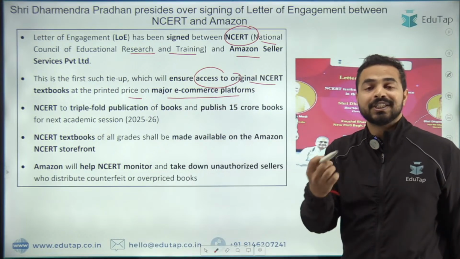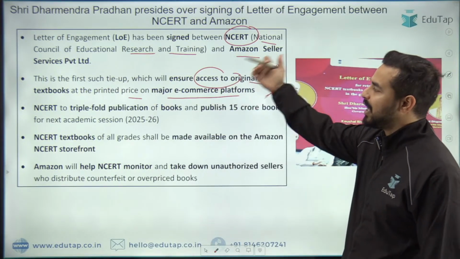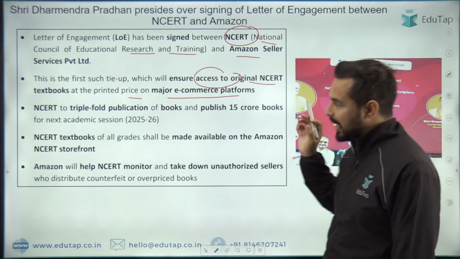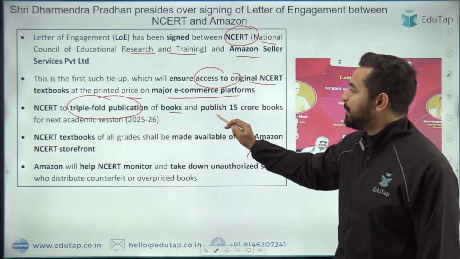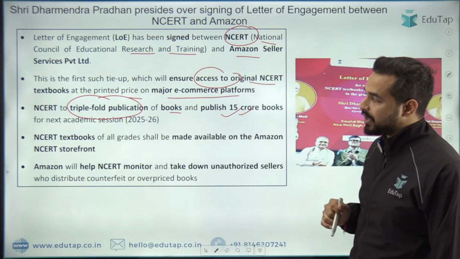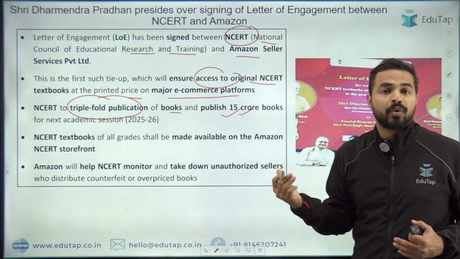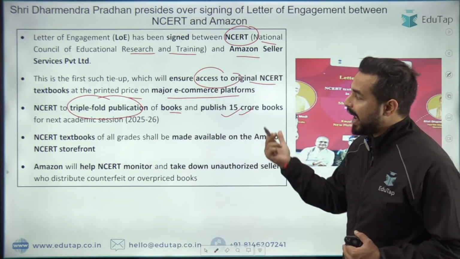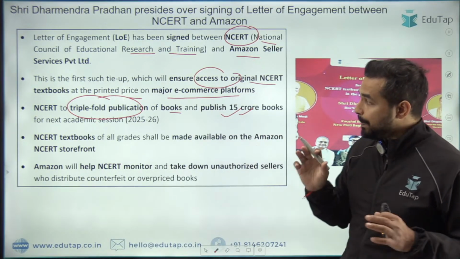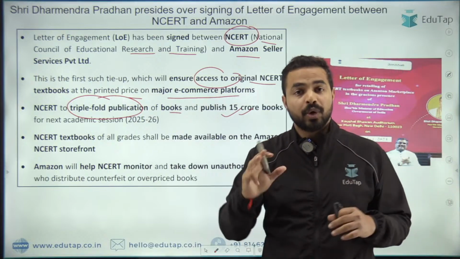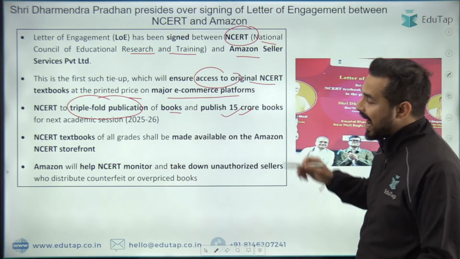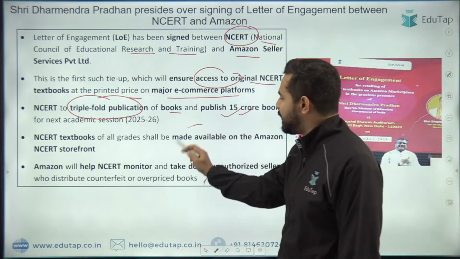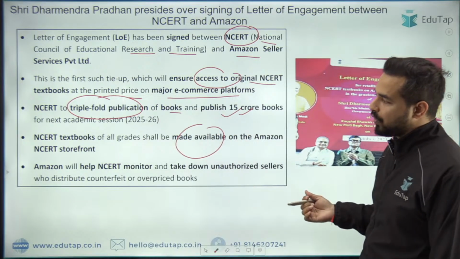That is the aim of this particular MOU between NCERT and Amazon. And with this part, NCERT will be triple folding publication of books and publish 15 crore books for the next academic session. तो अगले academic session के लिए 15 crore books को पब्लिश करेगा एनसीईआरटी, और साथ ही साथ ये अपनी जो पब्लिकेशन है बुक्स की उसको 3x टाइम्स इंक्रीज करने वाला है विद द हेल्प ऑफ दिस एमओयू. एंड द टेक्स्ट बुक्स ऑफ ऑल ग्रेड्स विल बी मेड अवेलेबल ऑन द अमेजॉन एनसीईआरटी स्टोर फ्रंट.